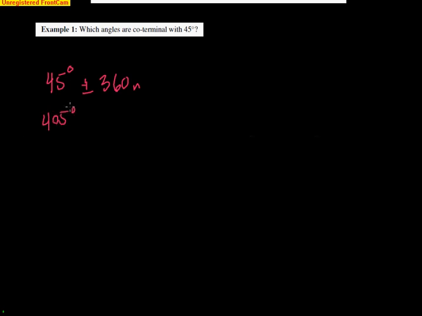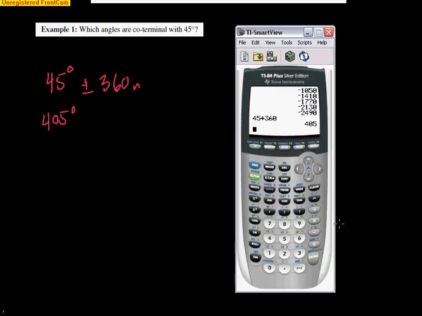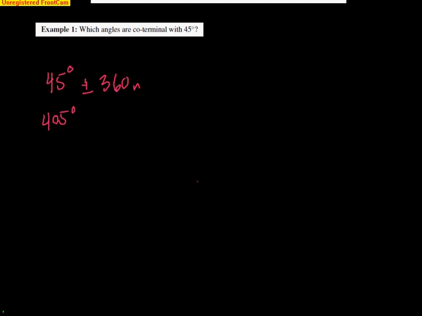I could continue to add 360 again and again to get more and more coterminal angles with 45 degrees. Or likewise, I could go with 45 degrees minus 360 and get a negative coterminal angle, negative 315. And I can continue to subtract 360 degrees to get more and more negative coterminal angles. All right, so that's the idea, there's plenty of coterminal angles out there. All I got to do is add or subtract 360.